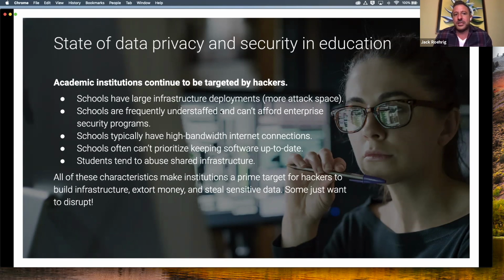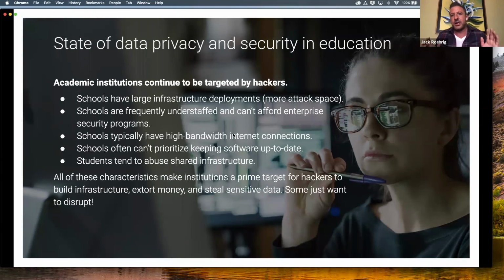Now, schools, as I mentioned, have huge amounts of infrastructure because they have so many computers that are used for research, for students to do work on, and infrastructure is a target for hackers because nowadays, especially, hackers are looking for compute power. They want to mine cryptocurrency, they want to build botnets, they want to expand their power. Not all hackers are evil, of course, but the evil ones are the ones that we're looking out against.